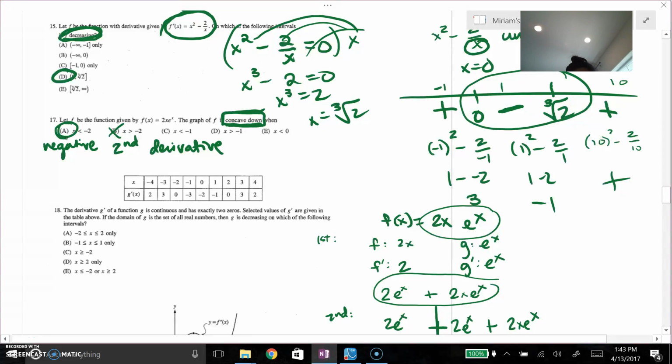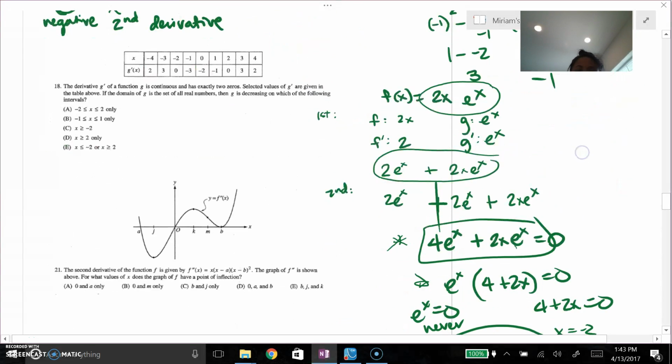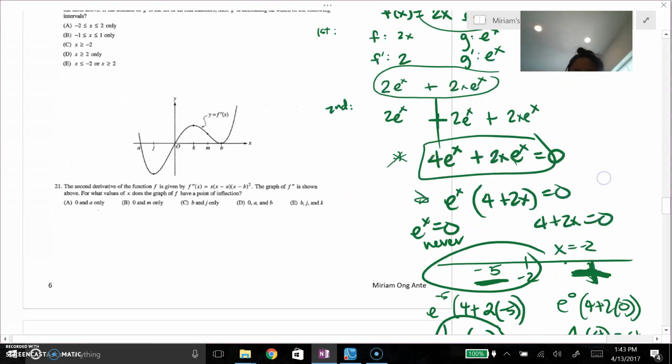Again, I took the second derivative of the function. I set it equal to 0. I made a number line and checked the before and after to see where the function is concave down.